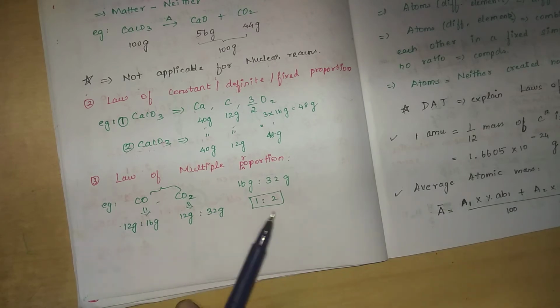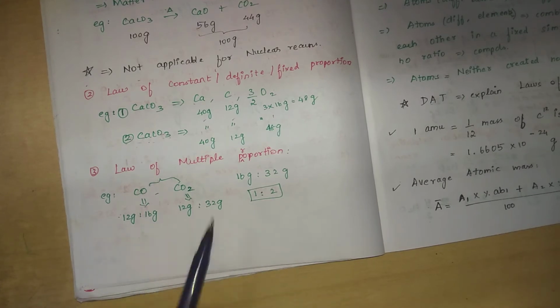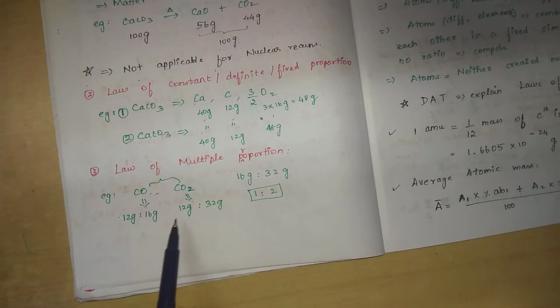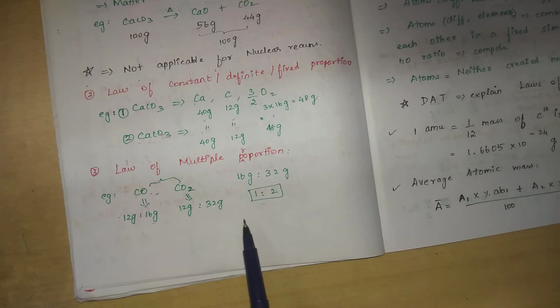Then law of multiple proportion. What does the law of multiple proportion mean? It states that if two elements form 2 or more compounds, the weights of one element combining with a fixed mass of the other bear a simple whole number ratio. Means it bears a simple whole number ratio.